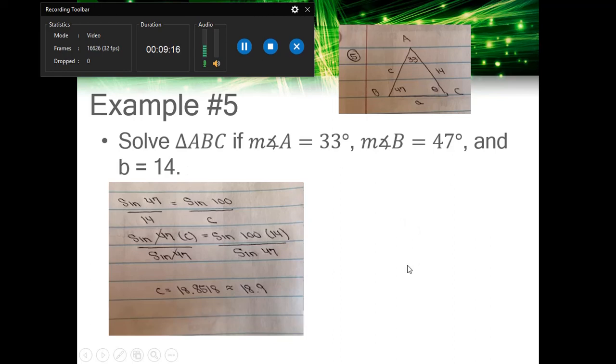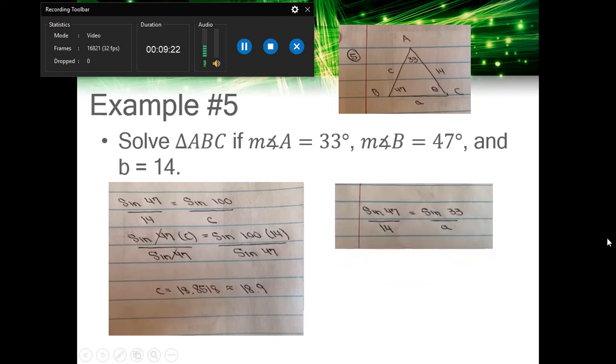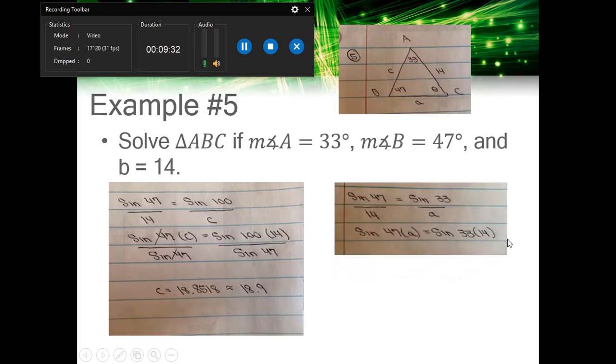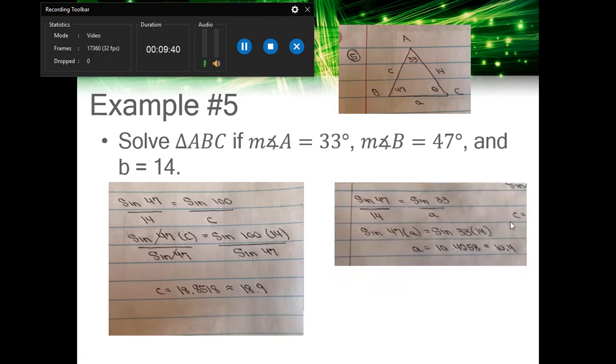Now I've got the one missing angle and I have one missing side. There is still side A to calculate. So I'll do that. I'm going to stick with sine of 47 is to 14. And now I'm going to use sine of 33 is to A. So same thing here. We're going to cross multiply. We're going to divide both sides by sine of 47. And I don't think I showed that step. And then ultimately, there's my decimal equivalent.